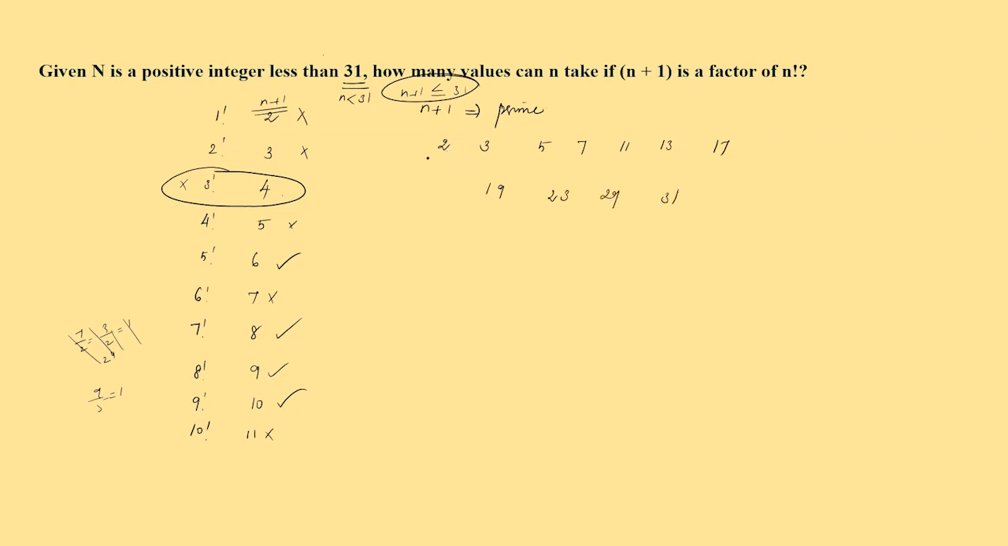So how many values are there? 1, 2, 3, 4, 5, 6, 7, 8, 9, 10, 11. Okay, 11 are there, and including this there are 12. But this answer 12 is for how many values can n take if n plus 1 is not a factor of n factorial. So from the 30 values of n, you have to subtract 12 values. So the answer will be 18 for this. That's all. Okay, so hope this was clear to everyone.